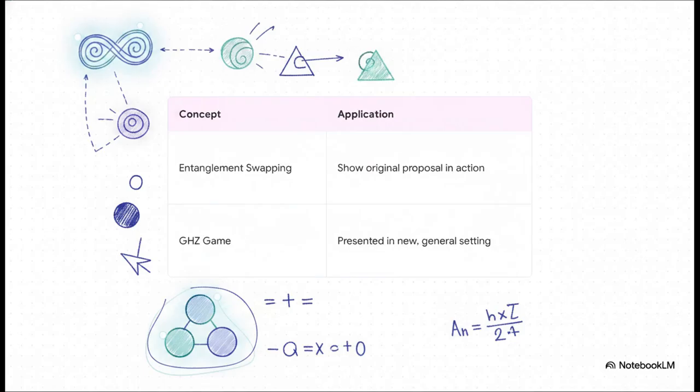And to see exactly what those advanced scenarios look like, the paper highlights two key applications. First is entanglement swapping, which German uses to show the original proposal working perfectly in action. But even more impressively, he tackles the GHZ game. This is a famous thought experiment involving quantum entanglement between 3 or more parties. German successfully presents the GHZ game inside his newly extended setting using these irreducible states, proving for sure that this arithmetic-based system can handle some of the most mind-bending thought experiments in physics.